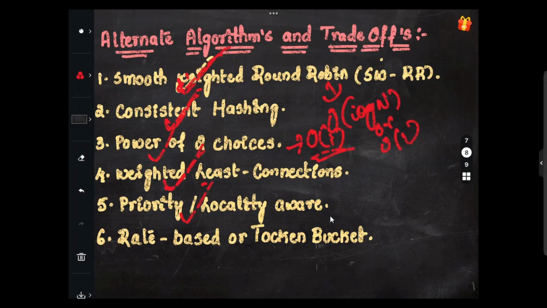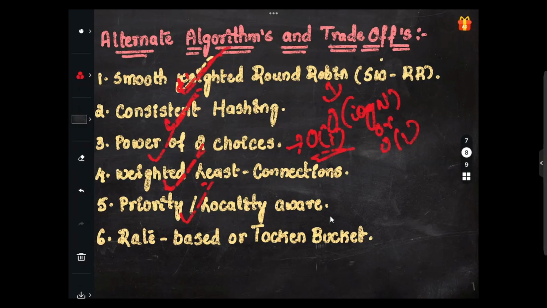Next, let's move on with the priority or locality aware approach. When I say priority or locality aware, we can route based on the geo or latency tags. It adds complexity in server metadata and also in the selection logic.